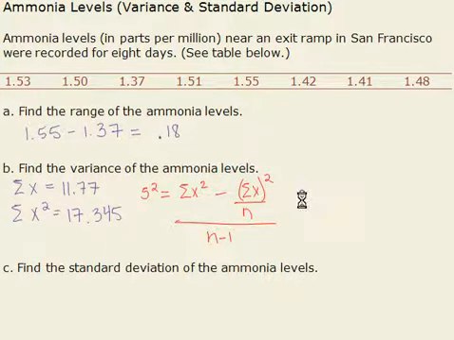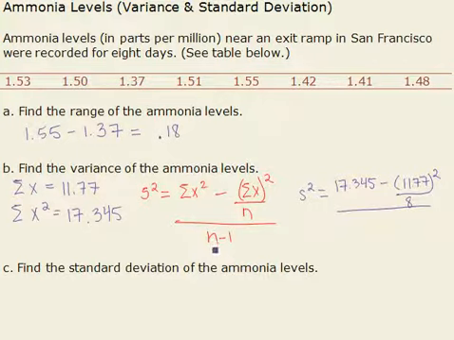Filling in what we know, the sum of x's squared, 17.345, minus 11.77 squared over 8. All of this divided by 8 minus 1, or 7. And calculating that out, I get somewhere around 0.0041.